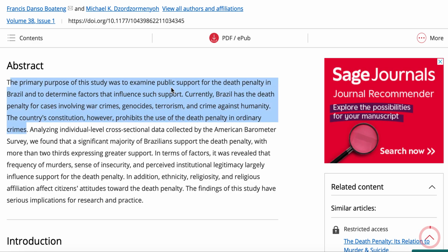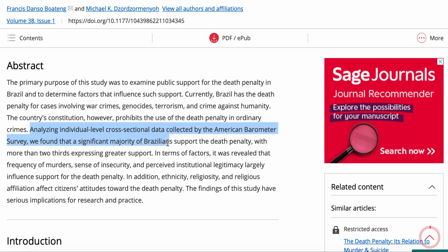All right, so the basic problem is we need to know more about public support for the death penalty. They looked at individual level cross-sectional data. And they found a significant majority of Brazilians supported the death penalty. And then, lastly, also, they'll usually say, okay, this is what needs to be done in the future. So then they might have that sentence toward the end here. So the abstract is, you can think about it like a mini paper. It'll break down all the different parts of the article that are to follow in one short little paragraph.